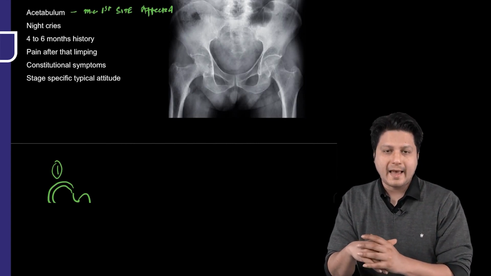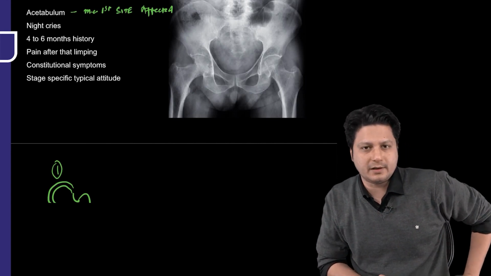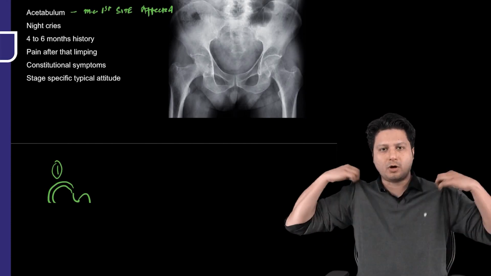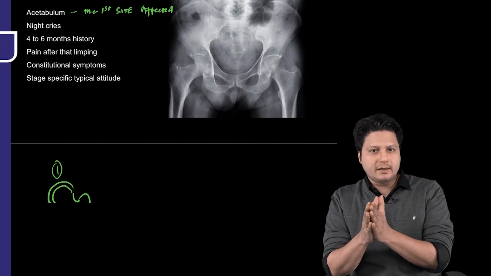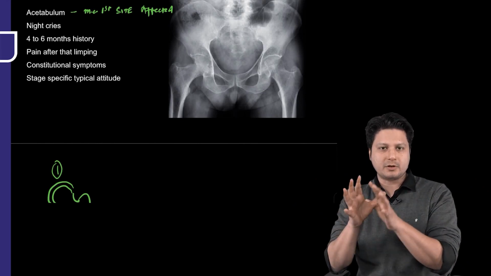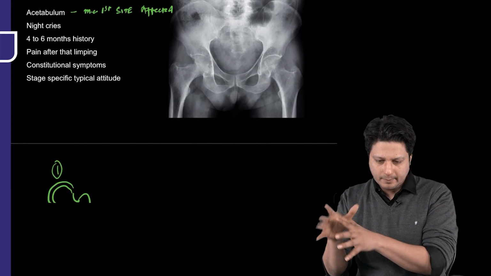Constitutional features are present, as in any infective or inflammatory pathology. There will be a loss of appetite, weight loss, and persistent fever. All these features will be present in a patient who is suffering from tuberculosis of the hip joint.